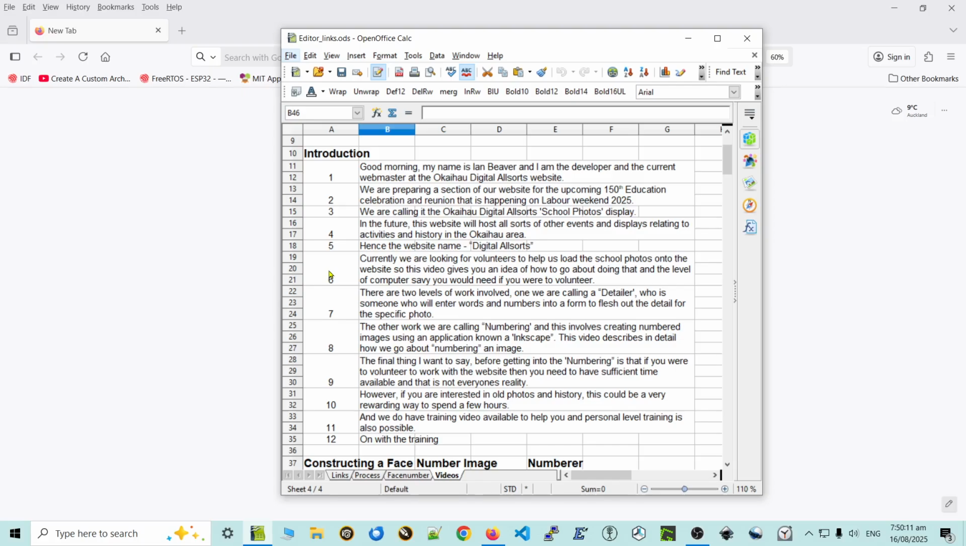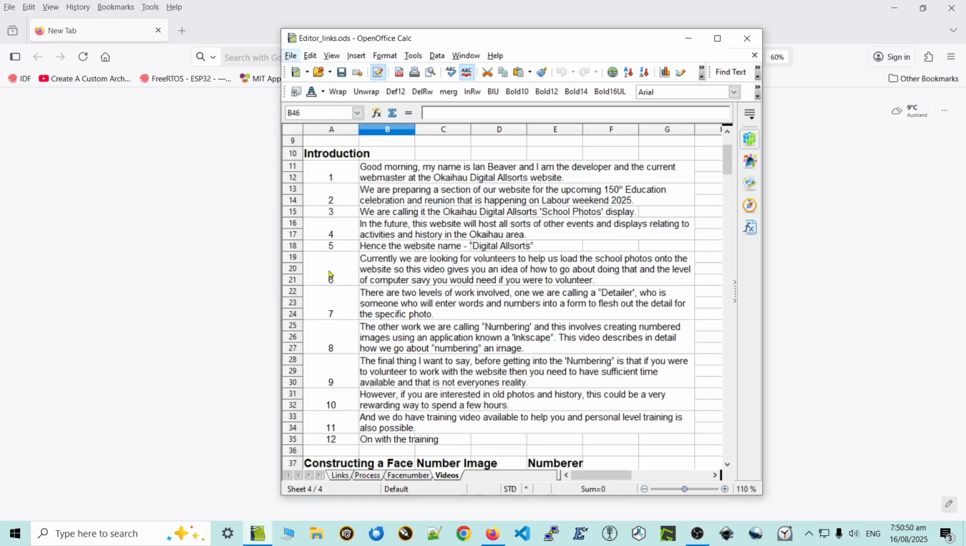We are preparing a section of our website for the upcoming 150th Education Celebration and Reunion that is happening on Labour Weekend 2025, and that's only a couple of months away. We are calling it the Okaihau Digital All Sorts School Photos Display. In the future, this website will host all sorts of other events and displays relating to activities in the history of the Okaihau area, hence the website name Digital All Sorts.